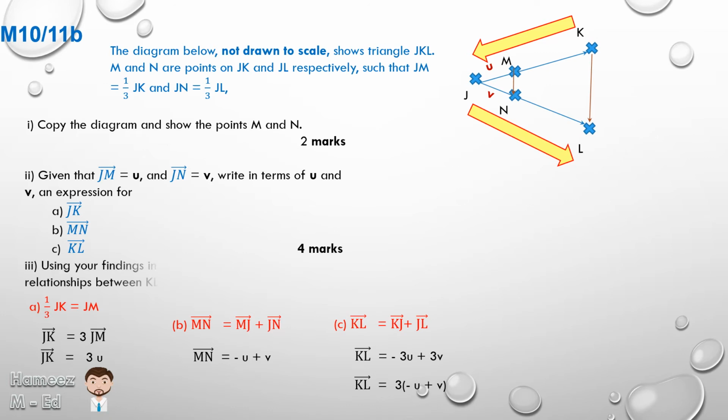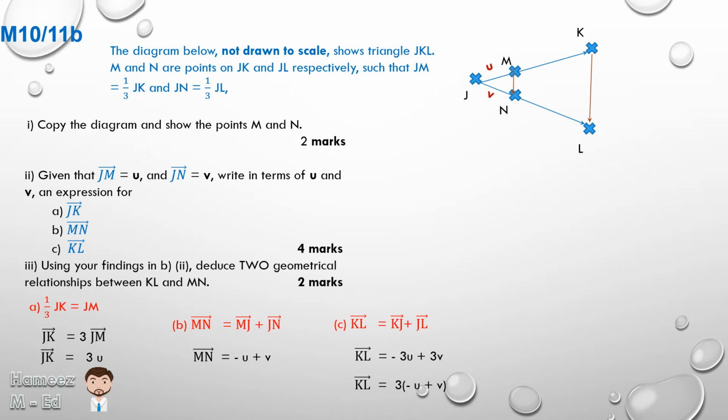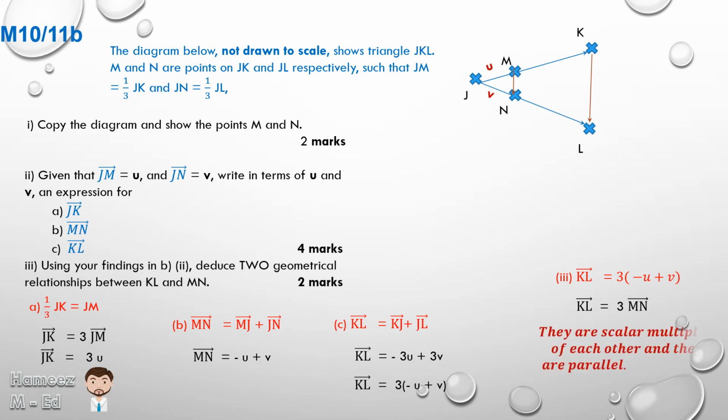In part 3, using your findings in B part 2, deduce two geometrical relationships between KL and MN. So let's look at both of them. Both of them have minus u plus v. So if we actually write KL is equal to 3 times minus u plus v, we can substitute for minus u plus v as MN. So what does that mean? It means that they are scalar multiples of each other. So KL and MN are parallel, that's 1, and KL is 3 times longer than MN.